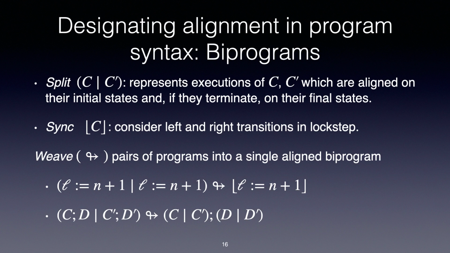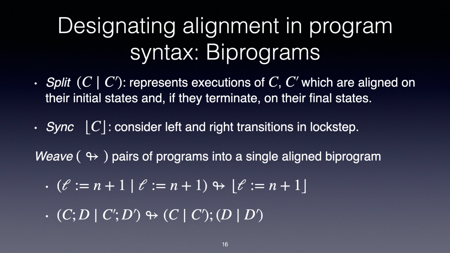So we do that by designating alignment in program syntax, and we call these biprograms. So we've already seen one kind of biprogram, and this pair C C' we call a split biprogram that represents executions of C and C' which are aligned on their initial states, and if they terminate, on their final states.